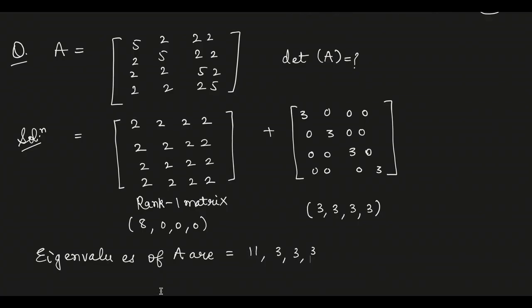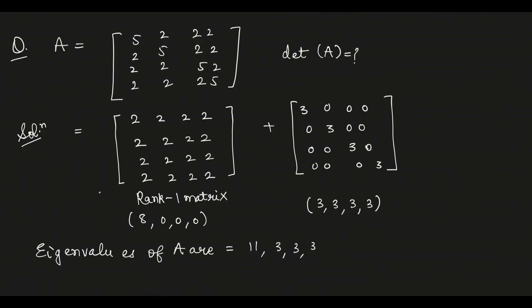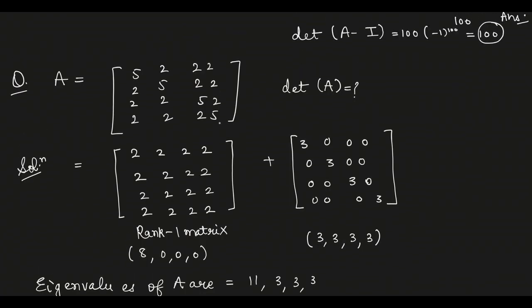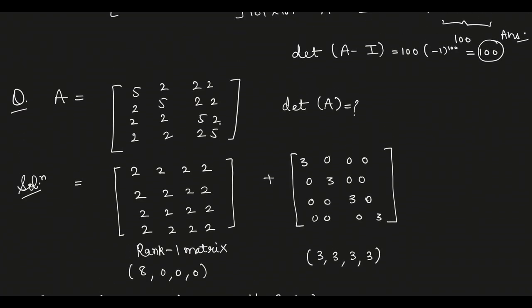Now is it clear? Yes, ma'am. Determinant will be 33 into 9, 297. Otherwise, if you try to do this by row sum, it was 11, but by this I cannot find the other eigenvalues. So try to do this by this method because it is a 4 cross 4 matrix, no?